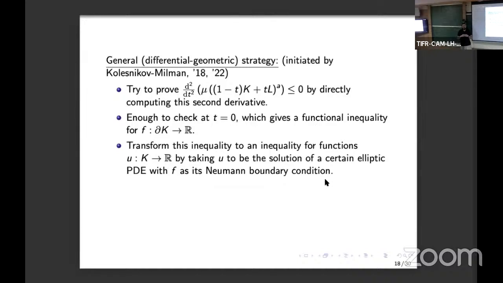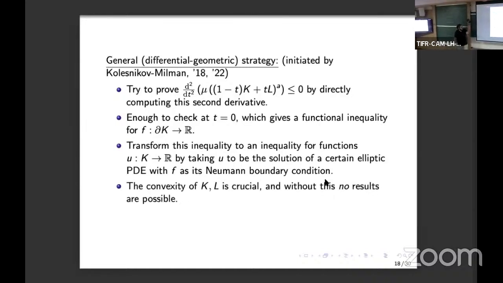And then this inequality is transformed into an inequality for functions which are solutions of some elliptic PDE. I'm just trying to say what the other technique is here. So you transform this into some inequality about solutions to certain elliptic PDE, and you want to prove it. And in this business, the convexity of K and L is very important. You cannot do anything if K and L are not convex, because at some point you have to take the inverse of the second fundamental form or something like this. So convexity is super important for this approach.